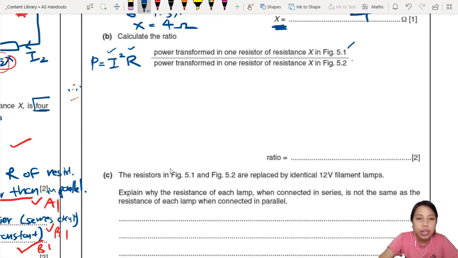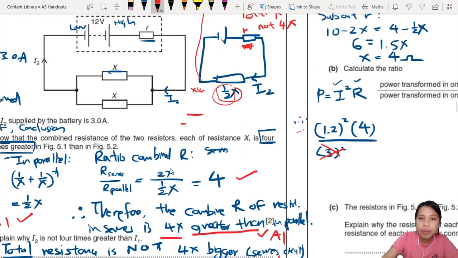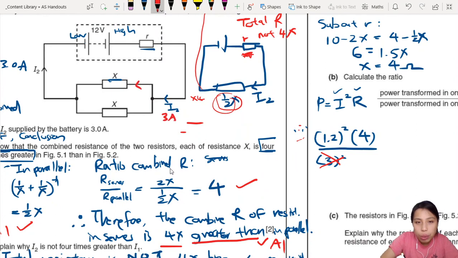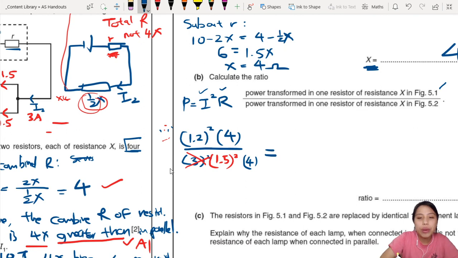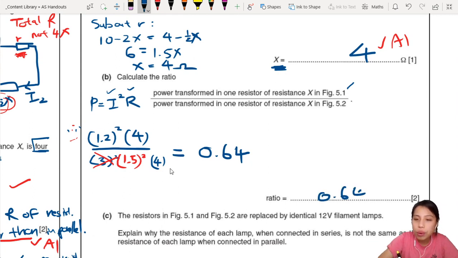Okay. So here we have I squared R in figure 1.2. I squared is 1.5 squared. Resistance we just found is 4 ohm. Down there, if you say current is 3 mA, wrong. Current is not 3 mA. Look again. 3 mA is here. But when you come here, because they have the same resistance, 4 ohm, this will split into even current, 1.5. So don't use 3. Use 1.5 squared. A lot of people got stuck in this mistake. They're too happy. Hey, got 3, use 3. Then you press calculator, you get 0.64. And that will be your ratio, 0.64.